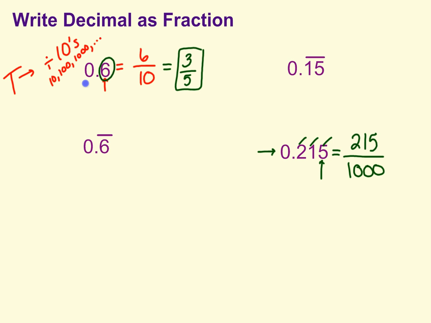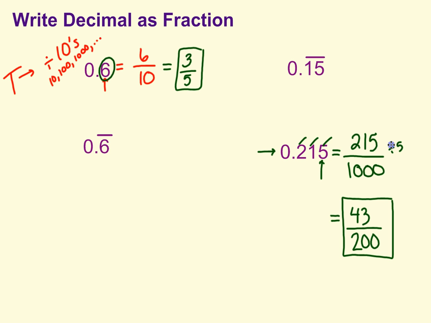We can go ahead and divide this out. Let's see, I know that 5 goes into both of these numbers. So 215 divided by 5 is 43. 1,000 divided by 5 is 200. And I believe that's as reduced as we can get that. You always want to reduce your fractions as much as you can. All right, let's move on to some repeating decimals.